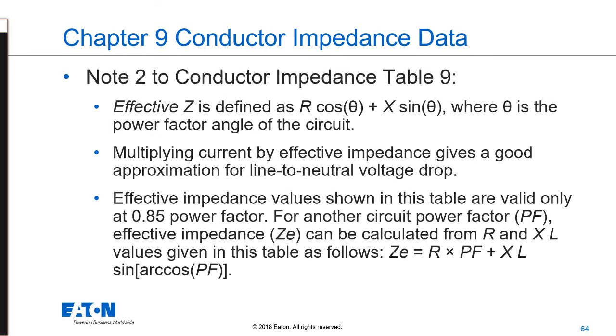Effective Z, there's your effective Z that we were just looking at, is R, and there's your R cosine. I'm going to do a program that just helps us understand that equation, because it is absolutely powerful. There's so much you can do when you know the power triangle, and I'll definitely have a program on that. We'll do one of those on YouTube maybe. Multiplying current by effective impedance gives a good approximation for line to neutral voltage drop. Okay, so it gives you the approximation.